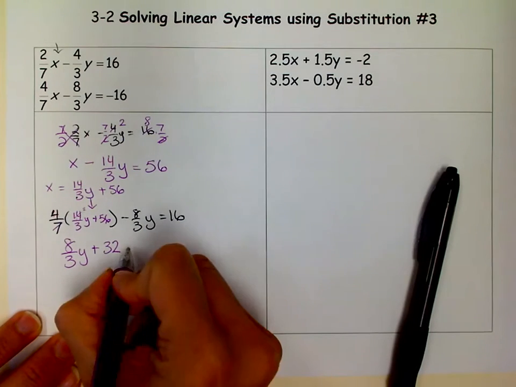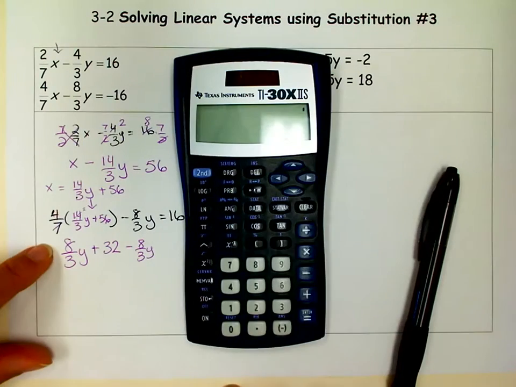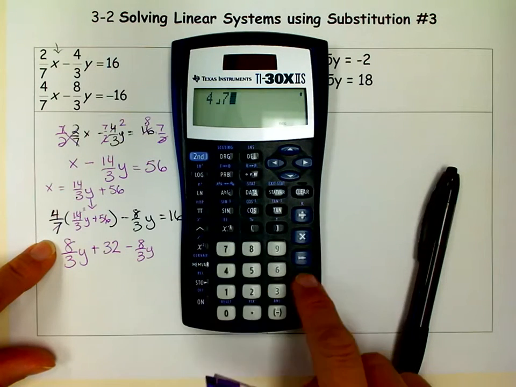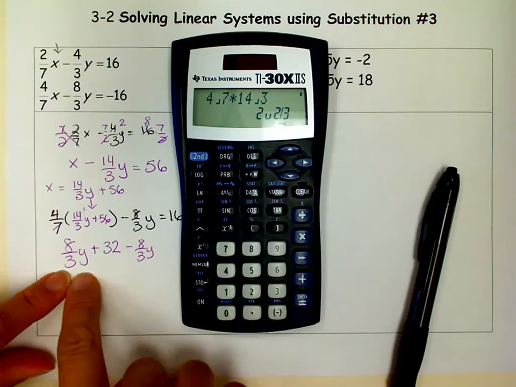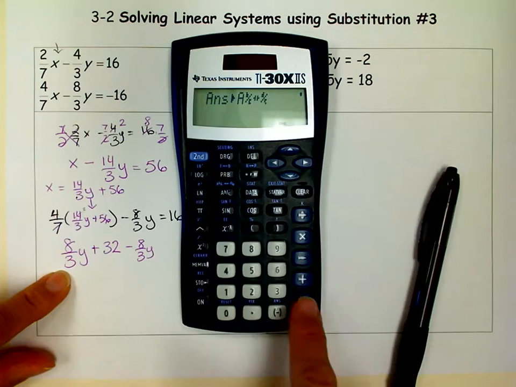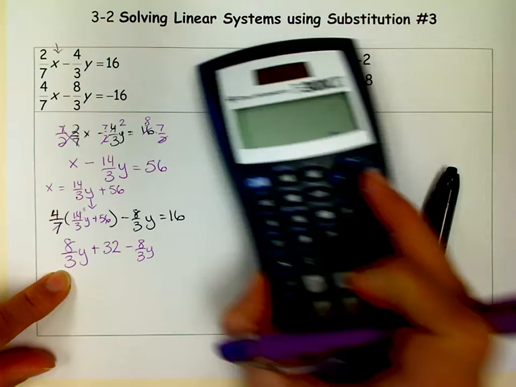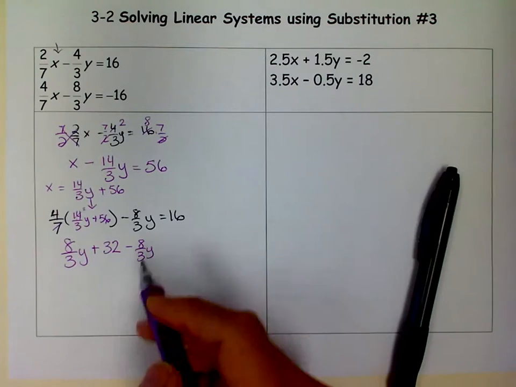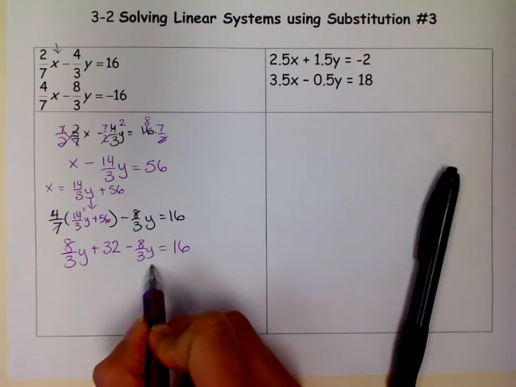Hope I'm not going too fast for you there. You could use a calculator. I'll just show you right here. If you have one of these nifty little calculators with a fraction button, you could say 4 fraction 7 times 14 fraction 3, and it will get you 2 2/3. If you want to change it to an improper fraction, you just go like that, tell it that that's what you want to do, and it gets 8/3. So you can do it on a calculator if you're not familiar with doing it just on paper. So what I want you to notice here is that this 8/3 y and this negative 8/3 y cancel out.